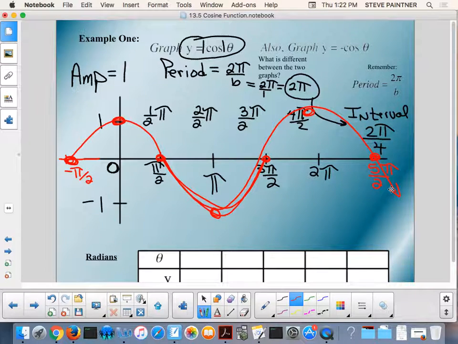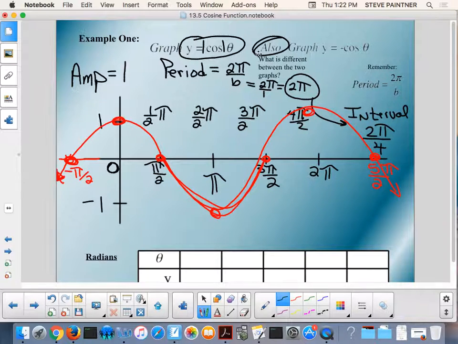Okay, arrow on the end, arrow on the end. Why do I put arrows? To show that the pattern goes on forever, okay? What do you think? It's the same as sine, isn't it? Except start where? Max, that's the difference, okay? Okay, that's cosine.